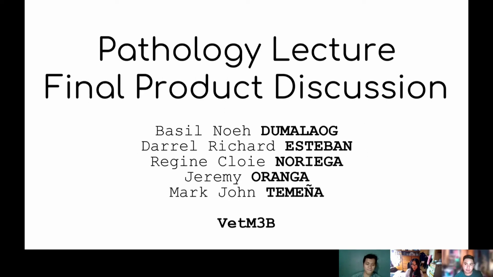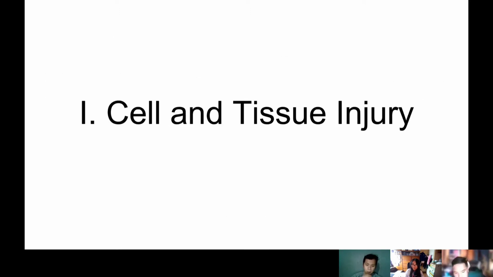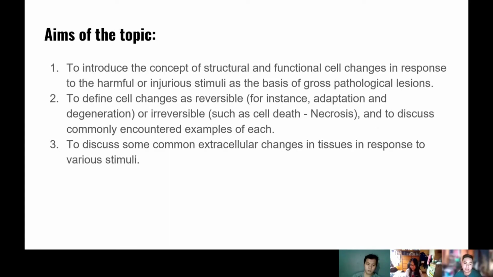First, we will be discussing cell and tissue injury. Let's start with the aims of the topic. Number one is to introduce the concept of structural and functional cell changes in response to harmful or injurious stimuli as the basis of gross pathological lesions. Number two is to define cell changes as reversible, for instance adaptation and degeneration, or irreversible, such as death, necrosis, and to discuss commonly encountered examples of each. Last one is to discuss some common extracellular changes in tissues in response to various stimuli.